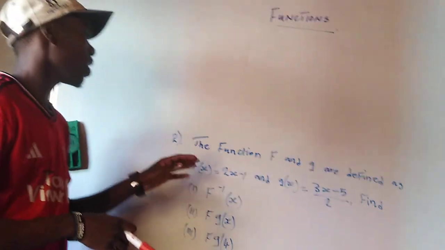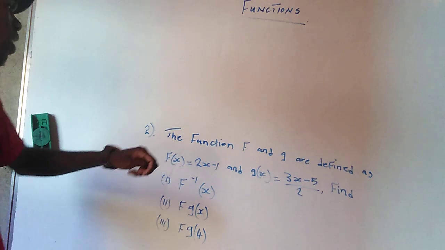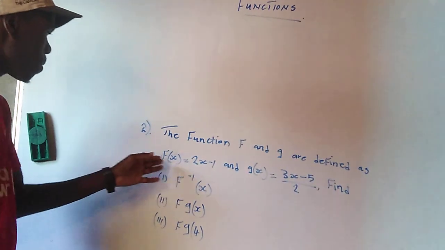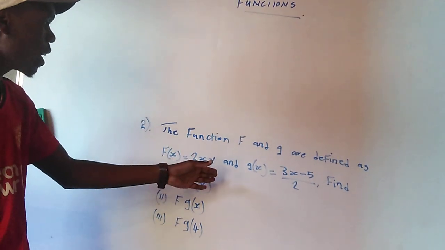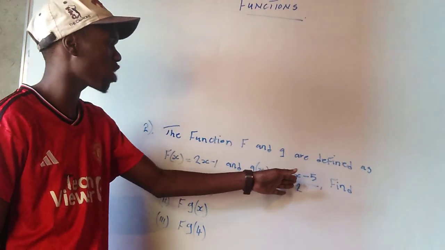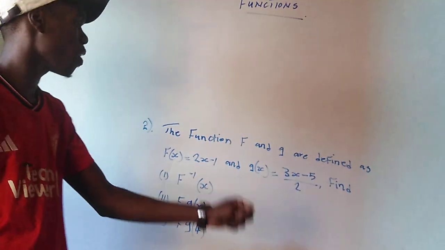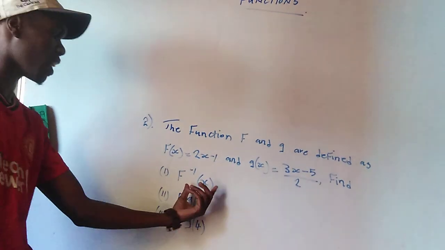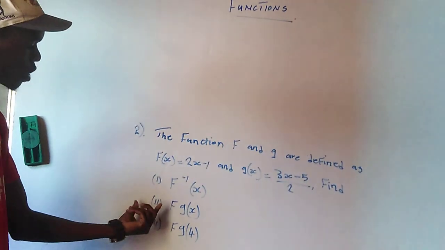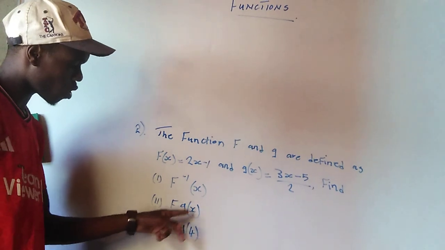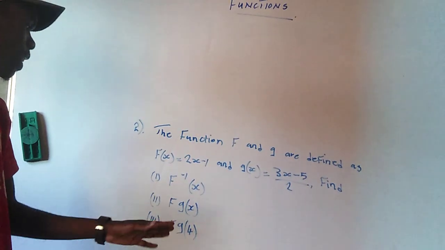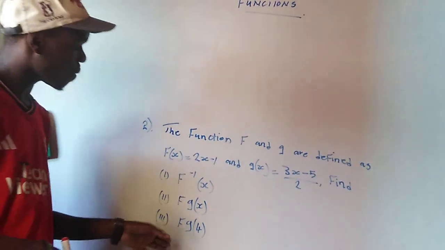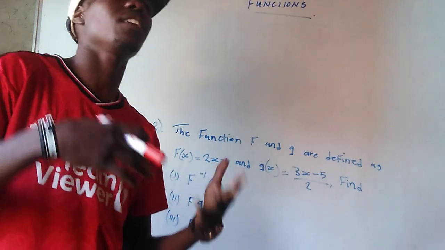Okay, so now let's do the second one. The functions f and g are defined as f of x is equal to 2x minus 1 and g of x is equal to (3x minus 5) over 2. Find f to the power negative 1, inside the bracket I'm having an x. The second Roman numeral is saying f g, open your bracket, inside the bracket I'm having an x. The third one is saying fg, inside the bracket I'm having a 4.